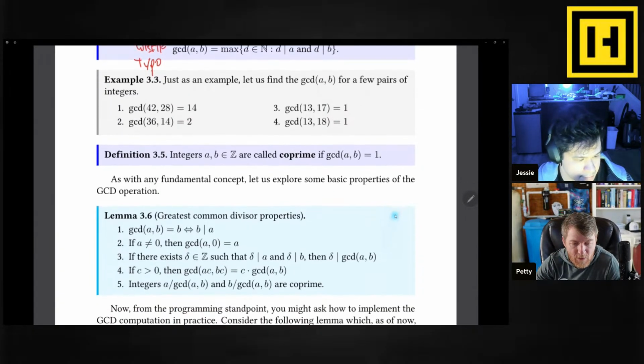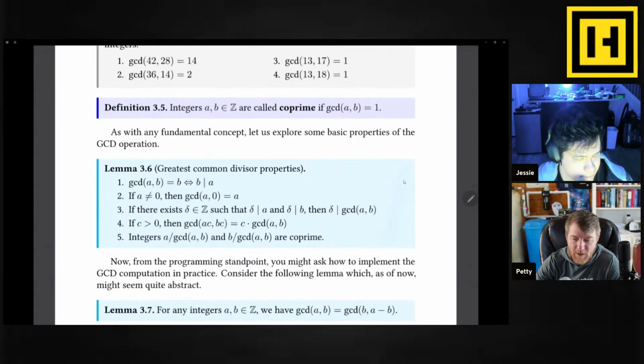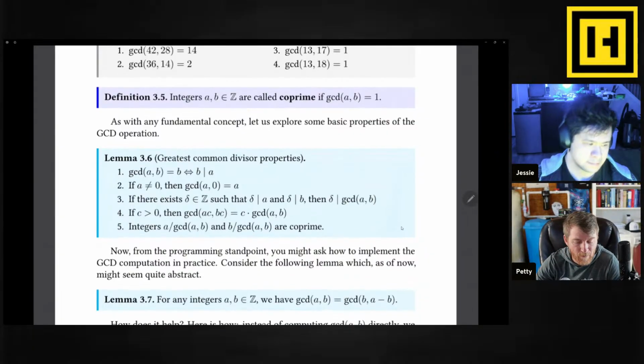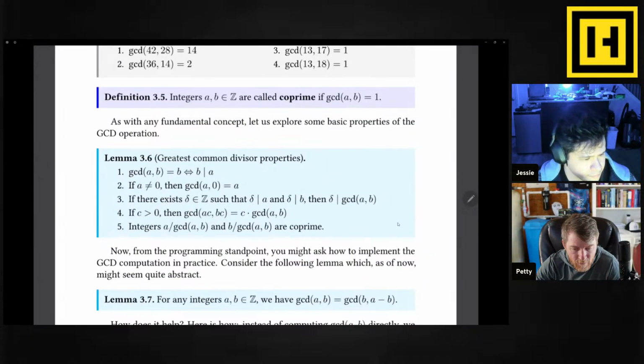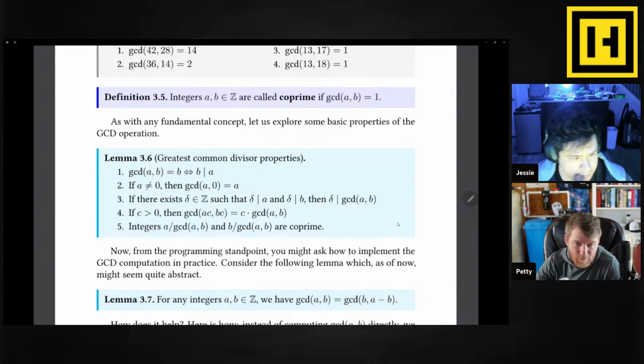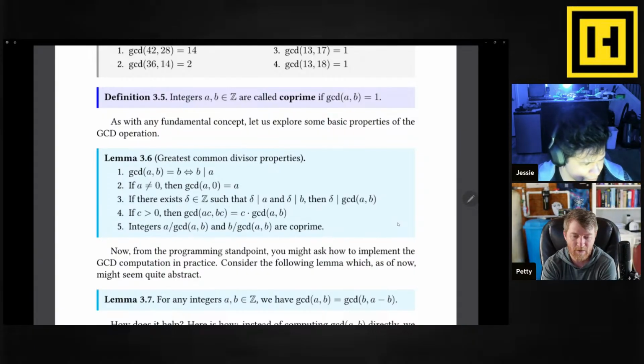As with any fundamental concept, let's explore some basic properties of the GCD operation. So, the greatest common denominator of A and B is equal to the greatest common divisor of B and A. It's the same thing. Greatest common denominator and greatest common divisor, yes, it is. B is the same as the dividend. Okay, I don't understand 1.